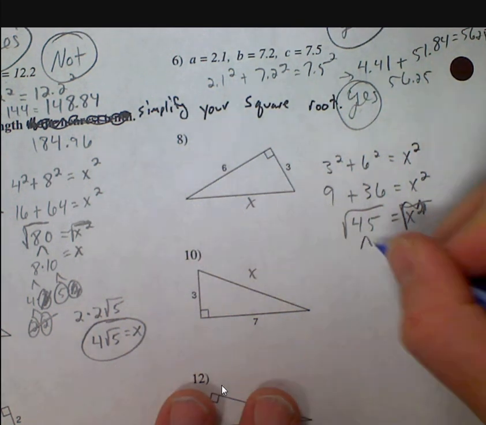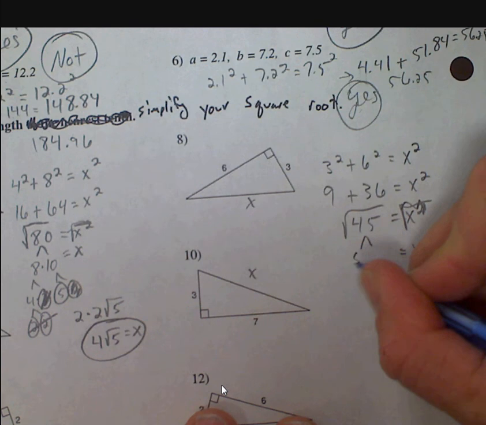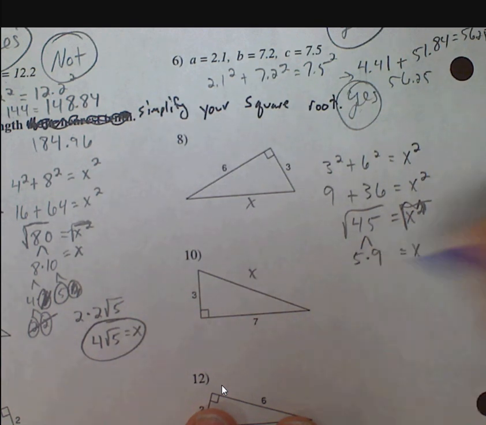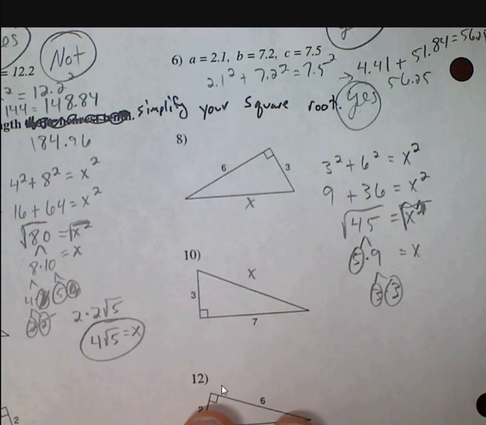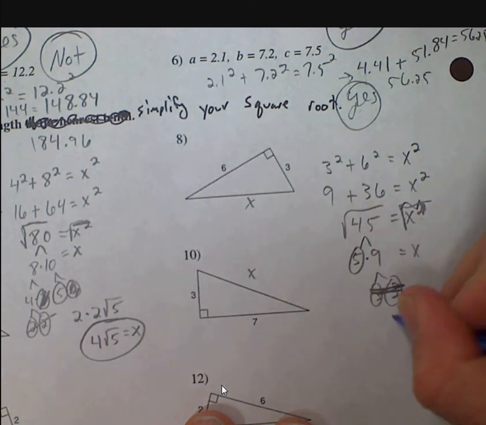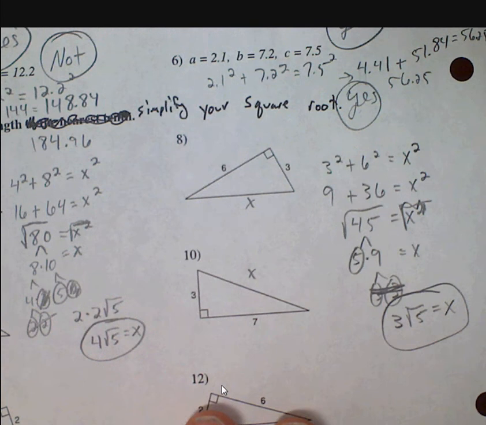If I simplify 45, I get 5 and 9. 9 would be 3 and 3. So 5, 3, 3 cannot be broken down. 3 is a pair, so it goes on the outside. 5 stays on the inside. That's all I can do.